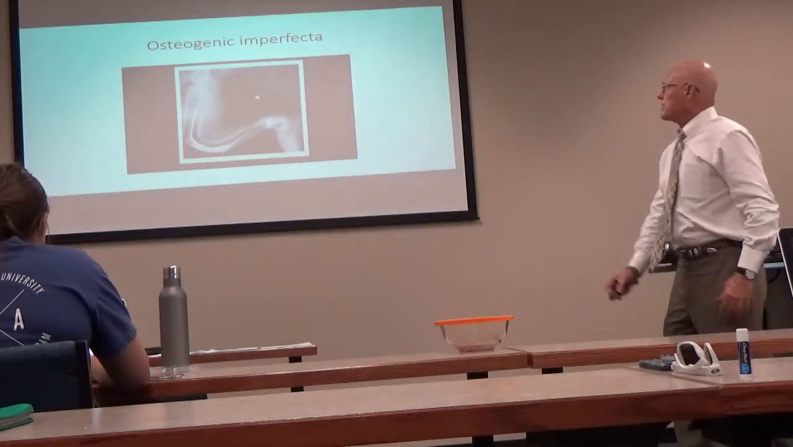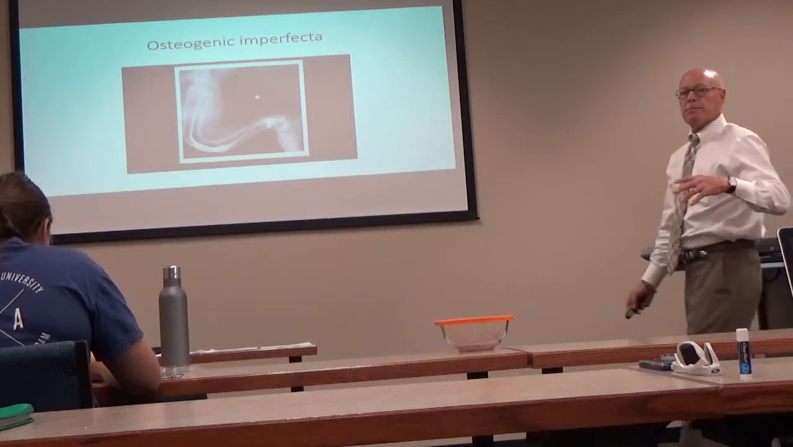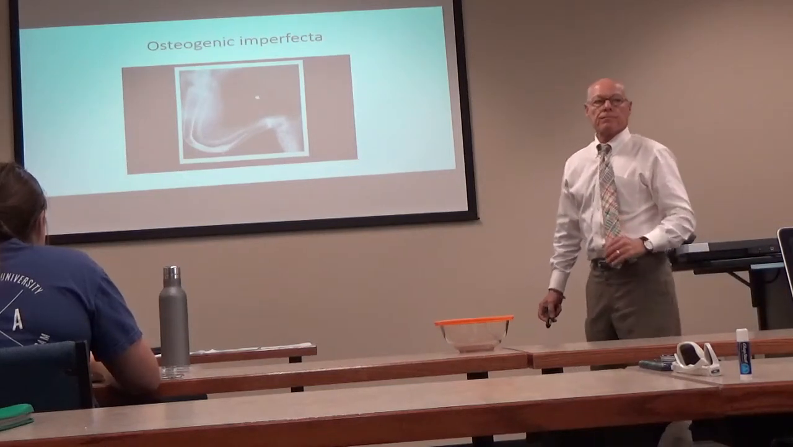Okay, here's another X-ray of a child with osteogenesis imperfecta. The bones are so weak that you can just bend them around. It's not good.